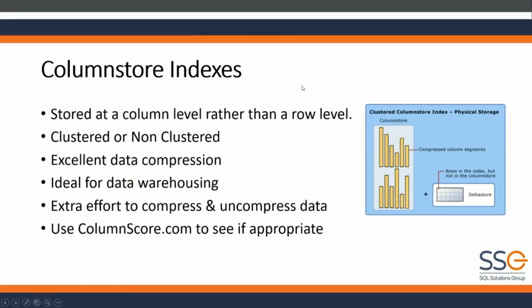Next type of index we'll talk about is column store. Now, most indexes are stored at a row level. So you insert a row of data, it stores it as a row of data. What column store does is fundamentally store that differently. Now, you can create this. I mentioned clustered indexes earlier. You can create a clustered column store, which again fundamentally changes how your data is stored on disk. You can also create non-clustered.